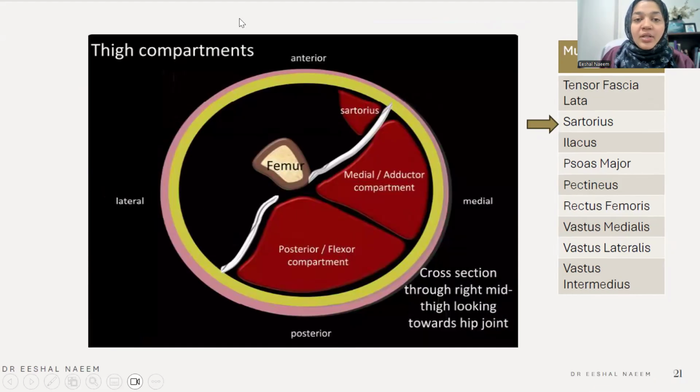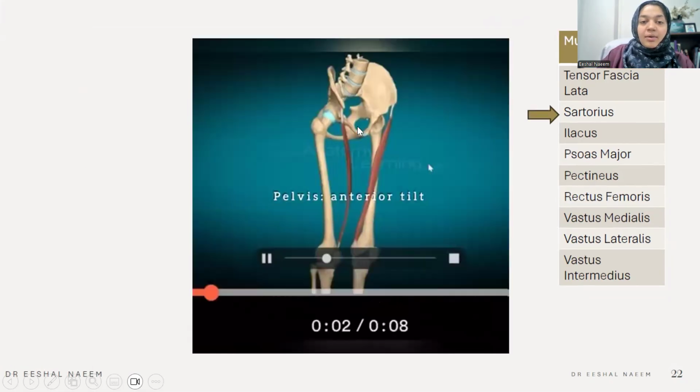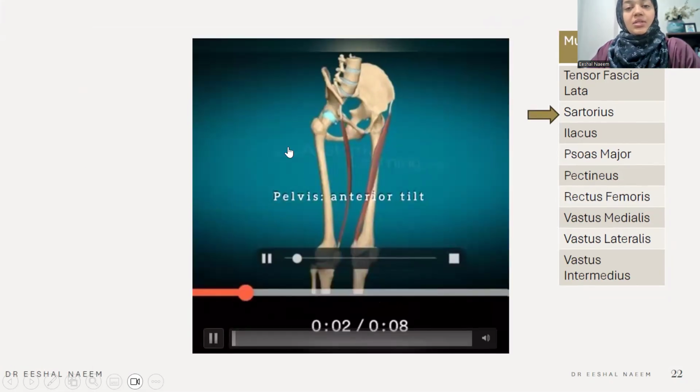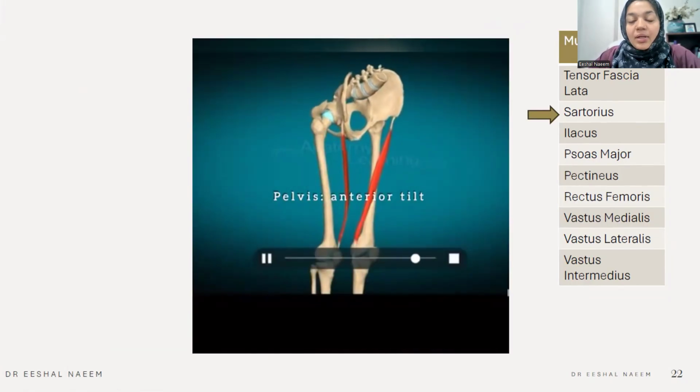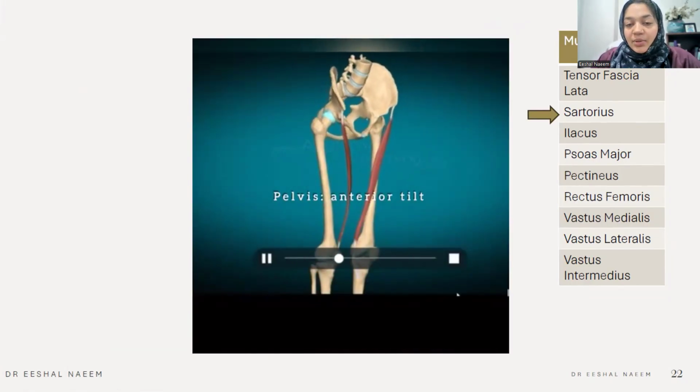Now we've done the thigh compartments, we've done the tensor fasciae latae, which was present most laterally, and now we've done the sartorius, right? This is the cross section of the thigh. Moving on, you can see the sartorius here basically anteriorly tilts the pelvis.